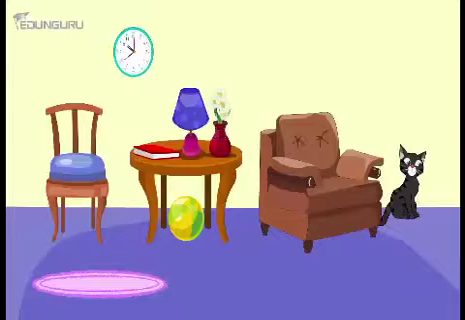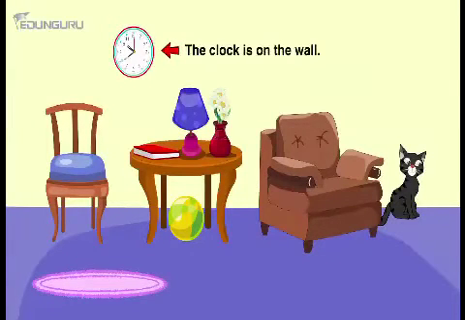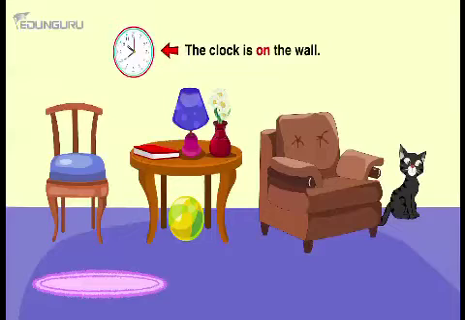Now let's have a look at this image. There are so many things in this room. Now let's try to find out where each and every object is placed. Let's see if prepositions can help us in doing that. My first question to you is, try to find the clock. Tell me, where is the clock? The clock is on the wall. Now which word in this sentence tells us where the clock is in relation to the wall? The word is on. So here on becomes the preposition. On is used to show the position of an object on a surface.